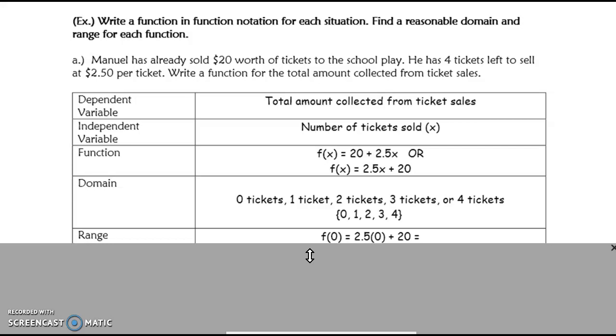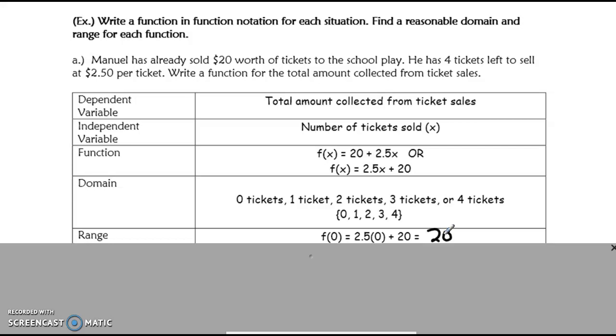So what do we get when we input 0? Somebody said it. What'd you say? 20, right. 2.5 times 0 is 0. So we add 20 to that, and our answer will be 20. Okay? Or 20 what? Dollars is what it will be.